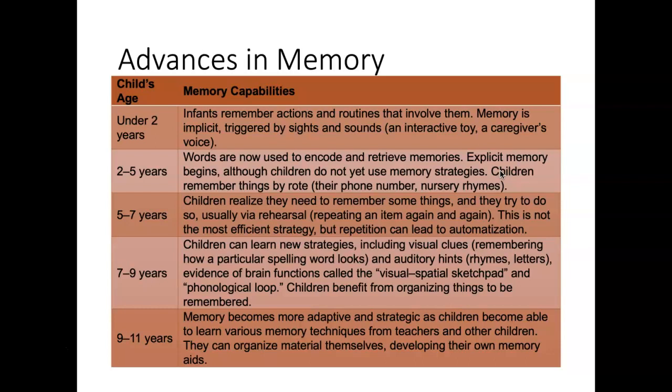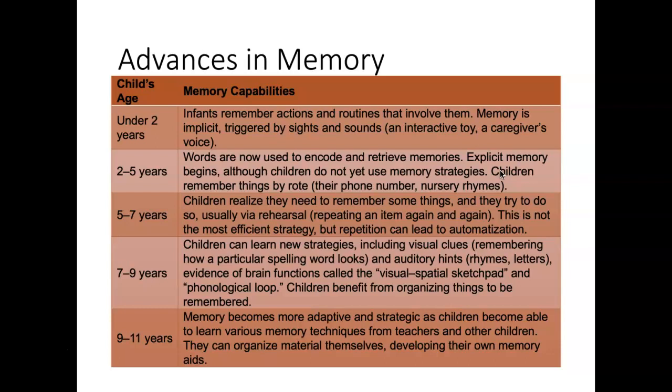By 2 to 5 years, words are now used to encode and retrieve memories. Explicit memory begins, although children do not yet use memory strategies. They can remember isolated incidents. Children remember things by rote, their phone number, or nursery rhymes, or favorite songs.